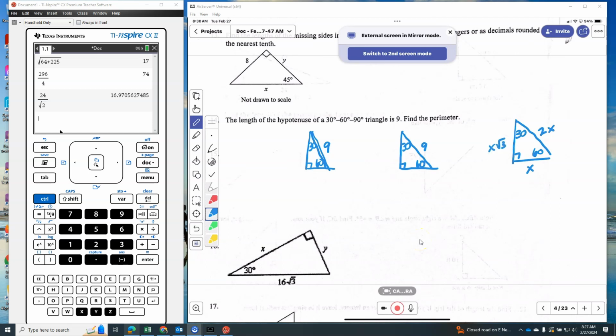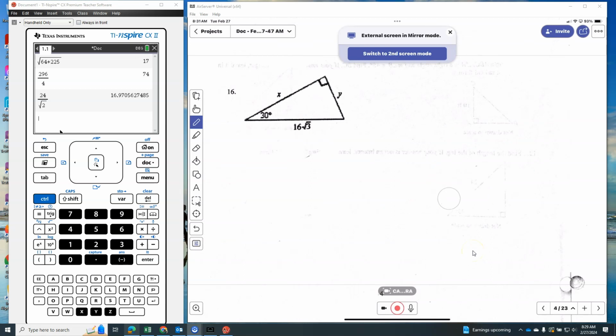So if this is 9, this is 4.5, because that's half of the hypotenuse. And the longer leg is 4.5 times the square root of 3. But the question was to find the perimeter. So to find the perimeter, you have to add 9 plus 4.5, which is 13.5, plus the radical, 4.5 times the square root of 3.